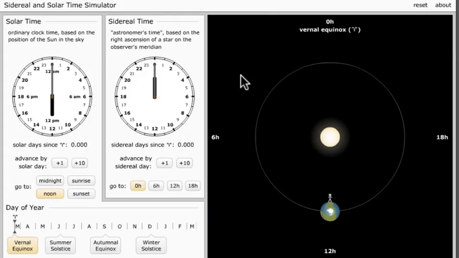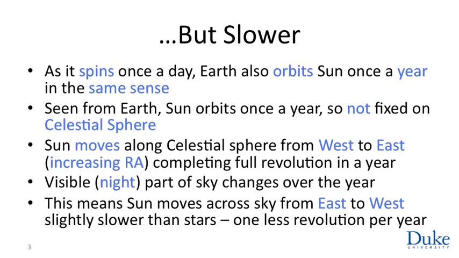Now note, the celestial sphere is moving from east to west as it rotates around the Earth. The Sun is moving along the celestial sphere from west to east. This is important, so let's think about it again. As the Earth spins about its axis once a day, it also orbits the Sun once a year, moving in the same direction, which means, as seen from Earth, the Sun orbits us once a year, so that means the Sun moves along the celestial sphere, moving from west to east, in the direction of increasing right ascension to the east, and it completes one revolution per year around the celestial sphere.